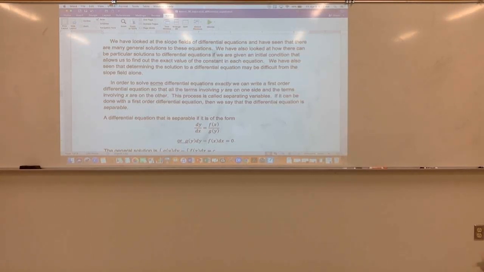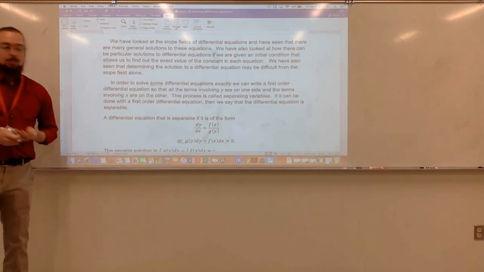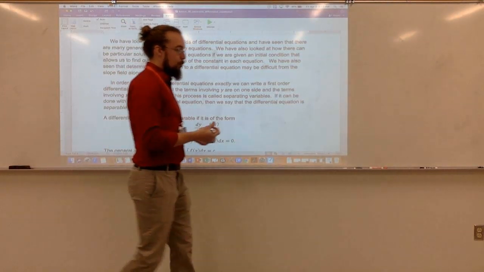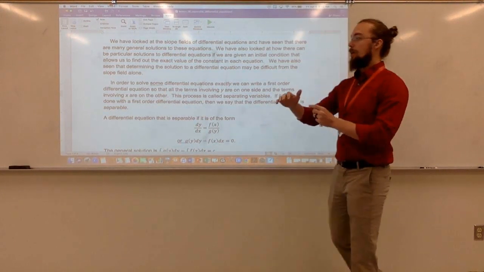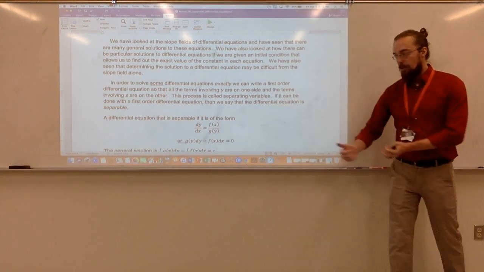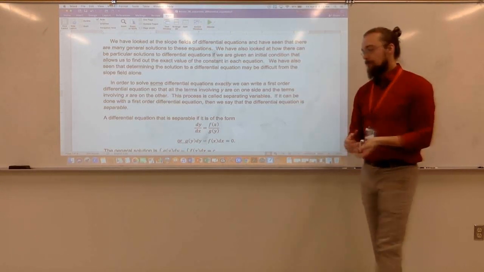Alright, so we started talking about how to solve differential equations yesterday. We have to separate the x's and the y's onto separate sides of the equation. So get all the x's and dx's on one side, all the y's and dy's on the other side. Now, when we do that, we have to be multiplying all of the x's times dx. We have to be multiplying all of the y's times dy.